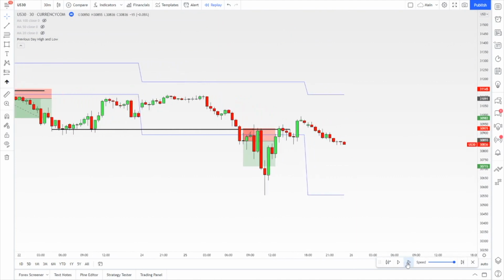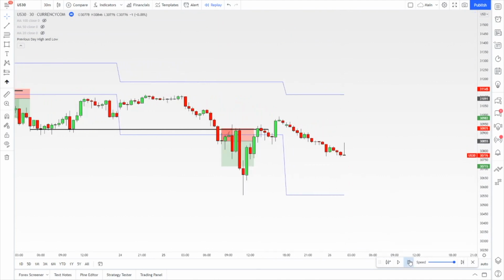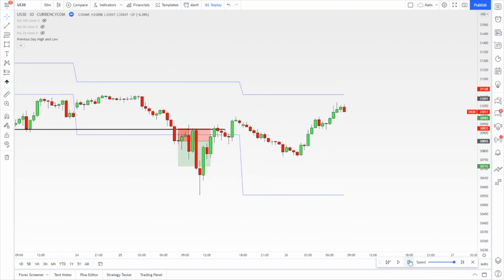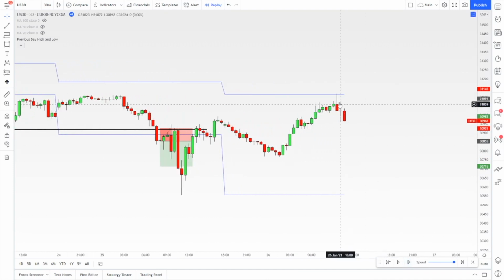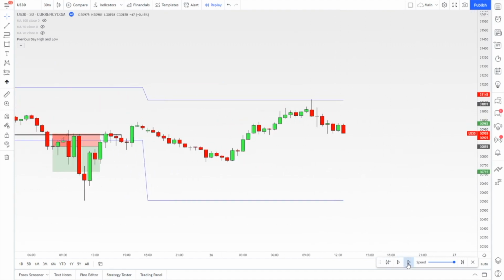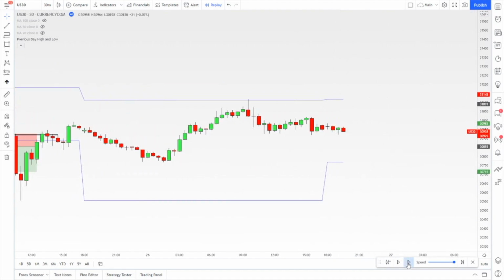So here's a new day. So again, nothing to do here. No entry criteria on this day, at least for now. We tried to go higher, but we weren't able to close outside. So again, we've got nothing to do here. We can keep going and see if the next day brings us anything.